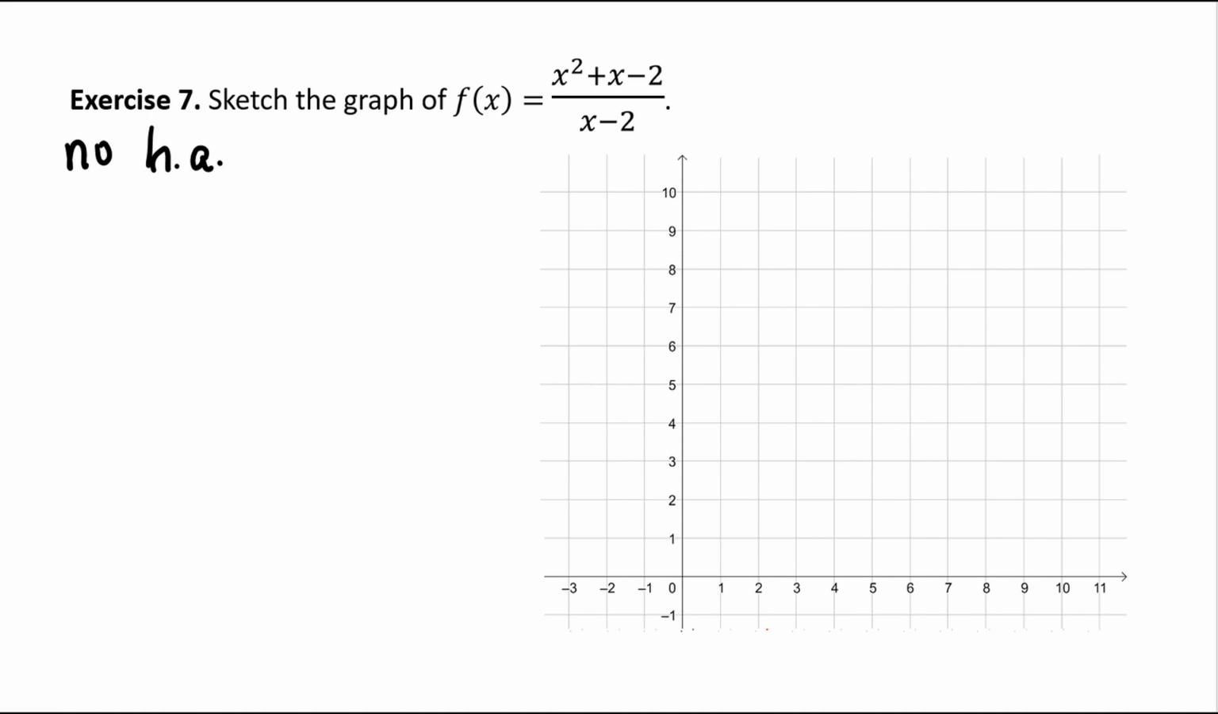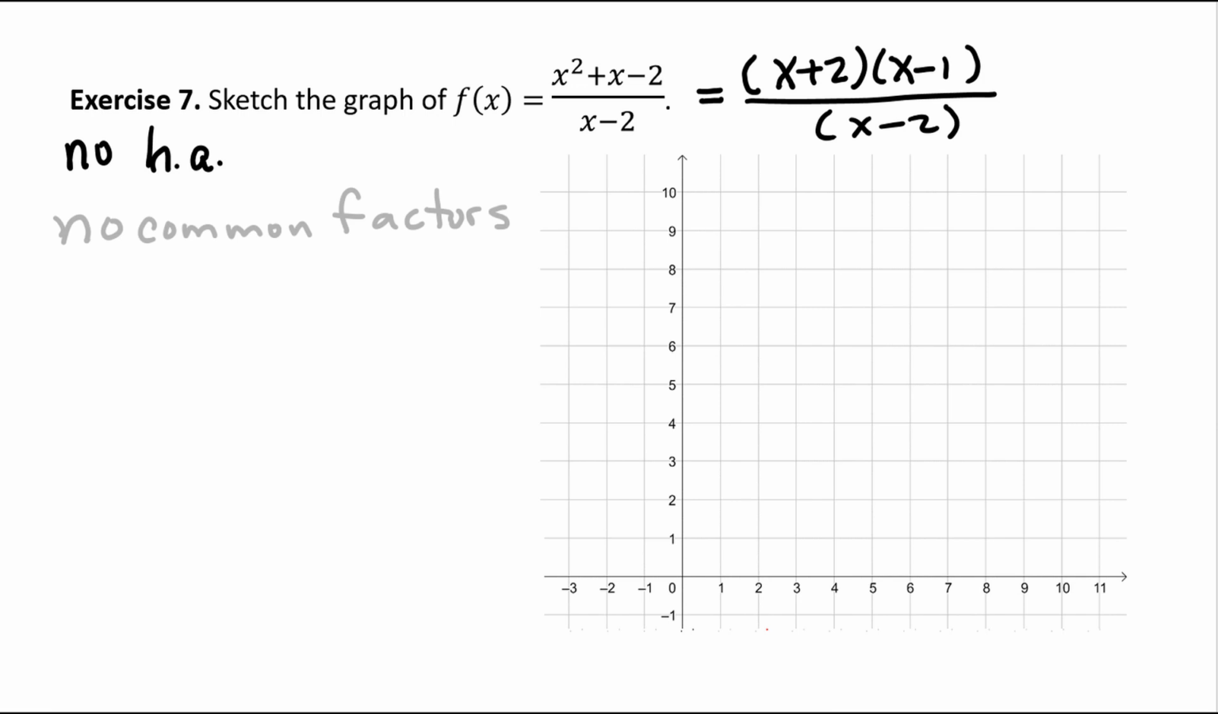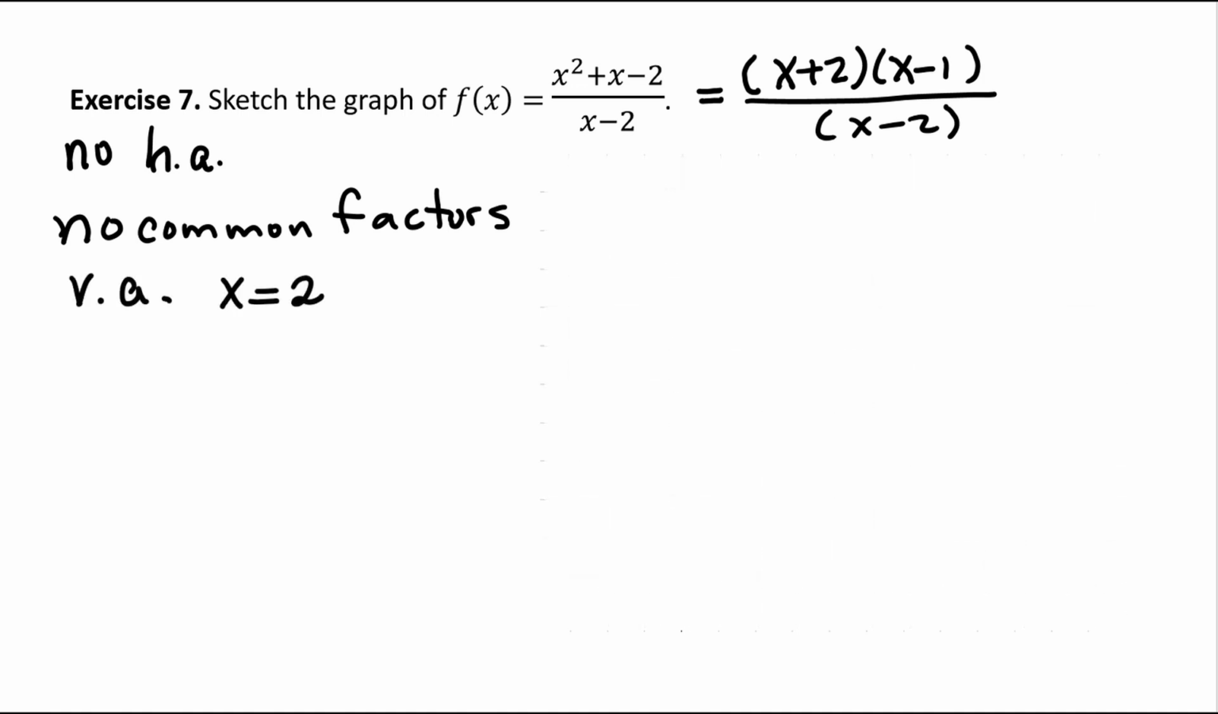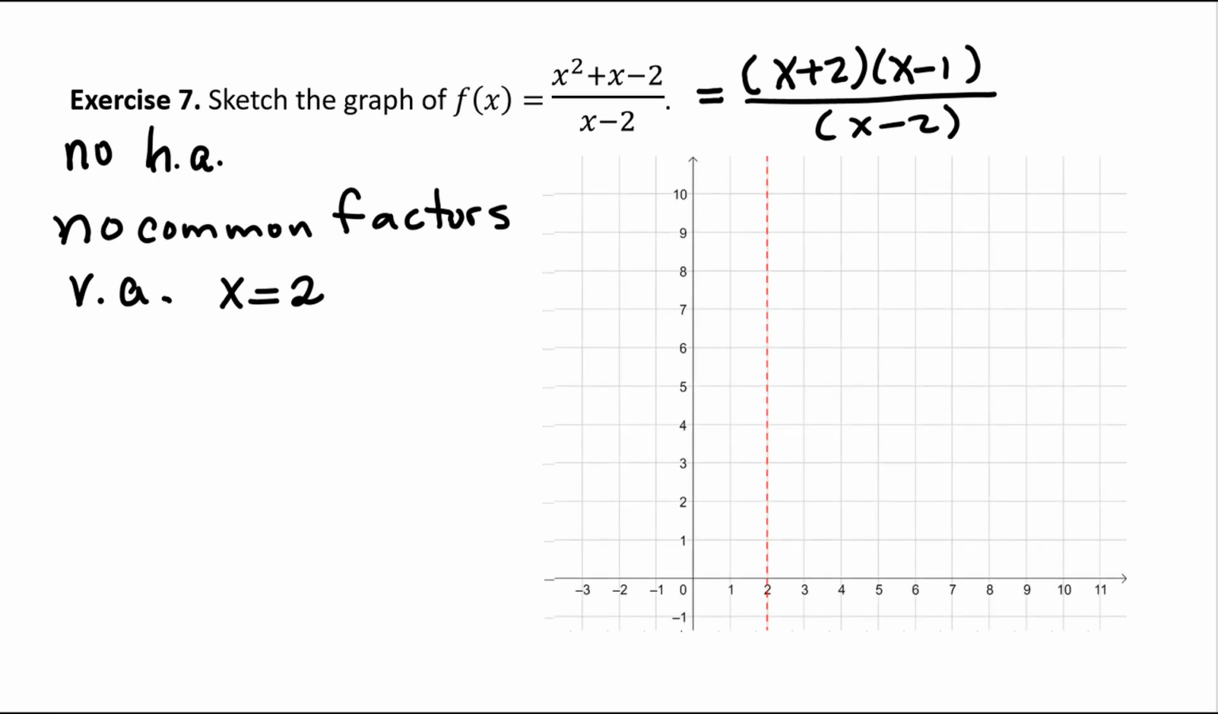We'll factor the numerator, which will give us x plus 2 times x minus 1. The denominator is x minus 2, so there are no common factors. Then we can conclude that we have a vertical asymptote, and that is the line x equals 2. Let's mark that.